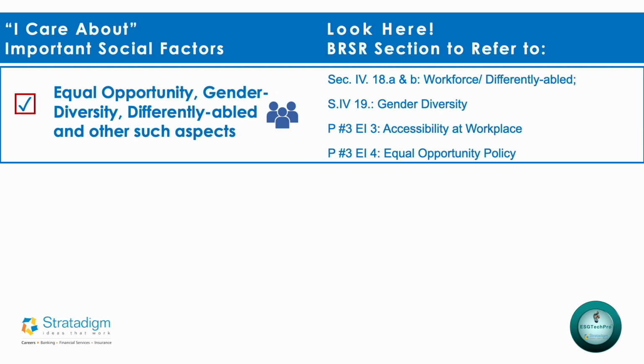In principle 3, essential indicator 4, are equal opportunities provided to all men, women, differently abled, normal, and so on and so forth.